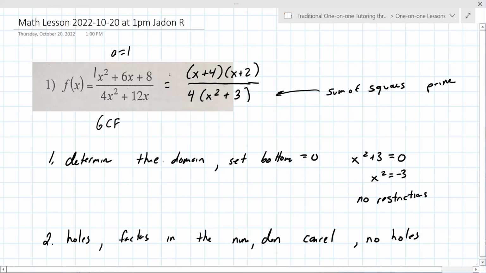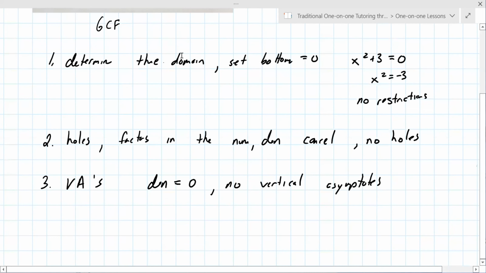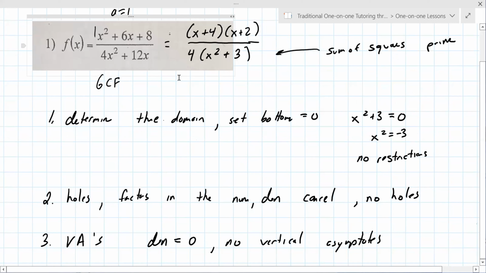And then the third thing you look for now is vertical asymptotes. And these are where the denominator equals 0. And there are no vertical asymptotes on this problem. Okay, because again, the x squared plus 3 on the bottom is never equal to 0. You don't set the 4 equal to 0. So we're kind of losing so far. Like we haven't found anything useful. But this is the order. This is the recipe. You really want to do it in this order.